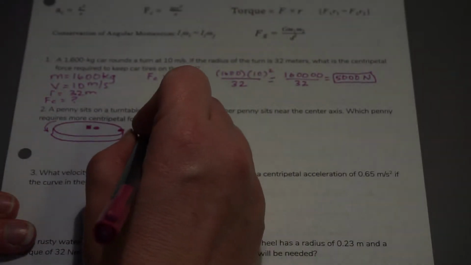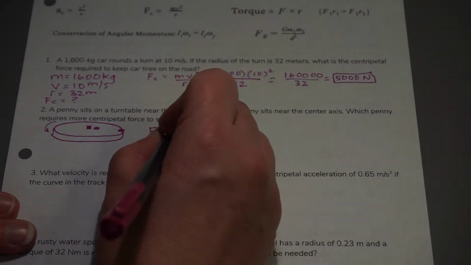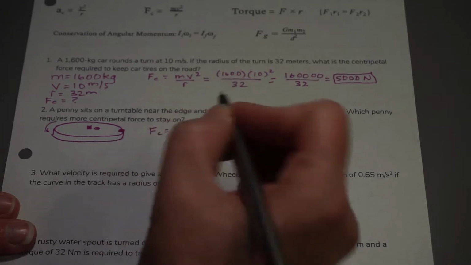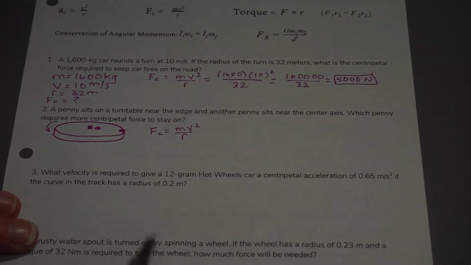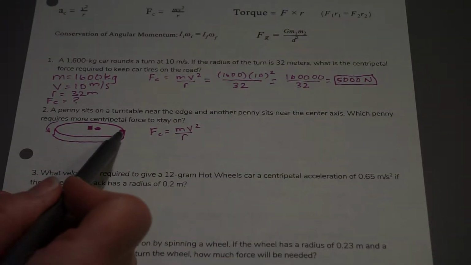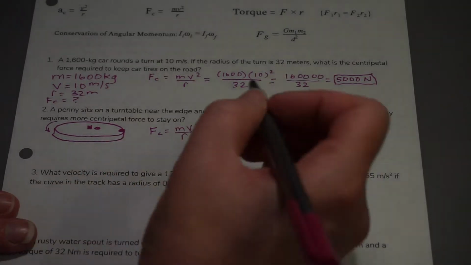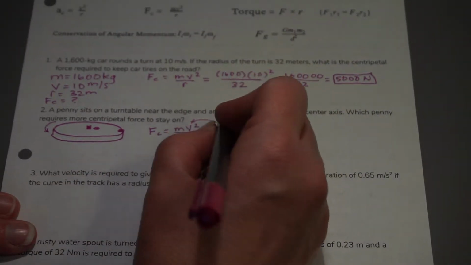So if you look at the equation Fc equals mv squared over r, you'll see that near the edge of our turntable, the V is going to be larger.